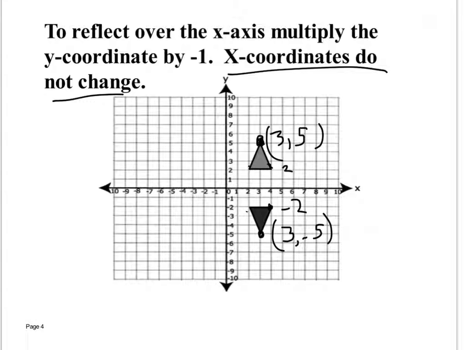Is that very hard? No. Just take your time, and make sure that you're flipping it over the axis it says. If it says over the X, we change our Y. If it says over the Y, we change our X. Any other questions?